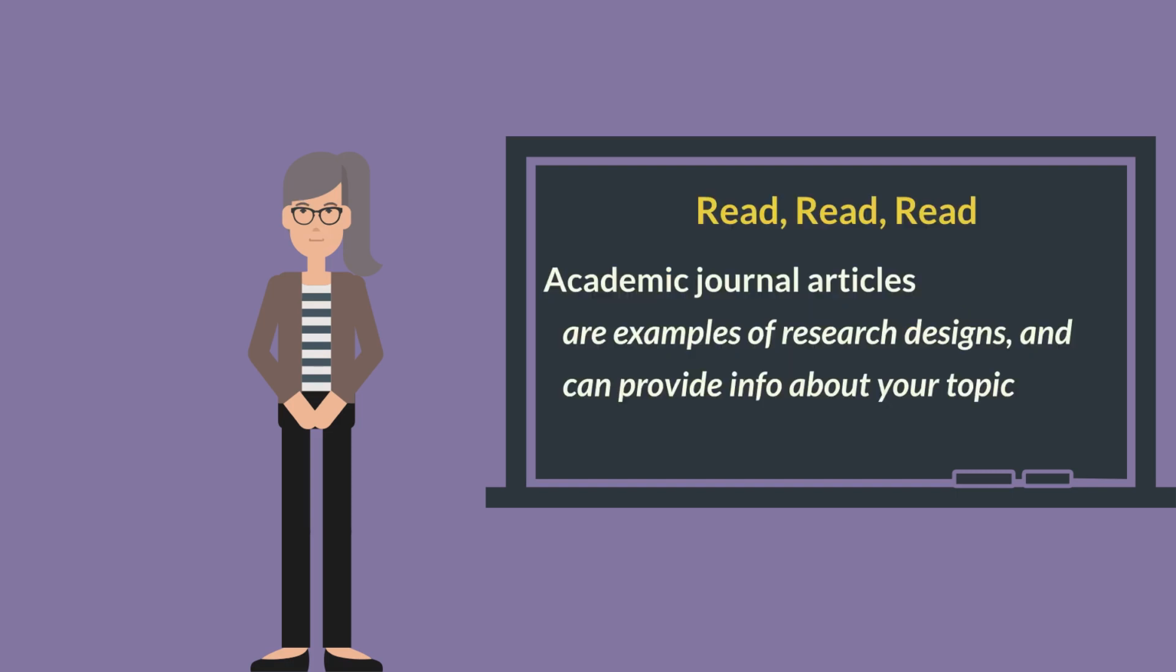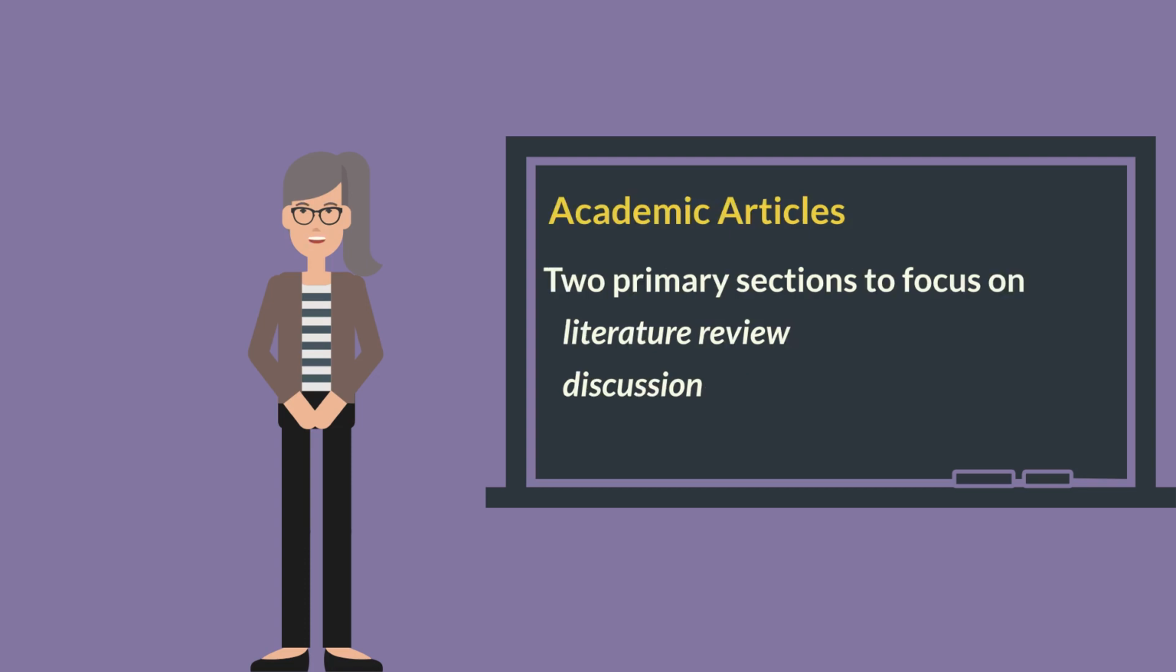A great place to begin is by taking on a lot of reading, specifically reading academic journal articles. These are great sources to see how studies have been designed and executed. These articles also provide a great resource to learn more about your topic. As you begin to refine your research idea, the literature review and the discussion sections are initially the two primary areas to focus on when reading an academic article.